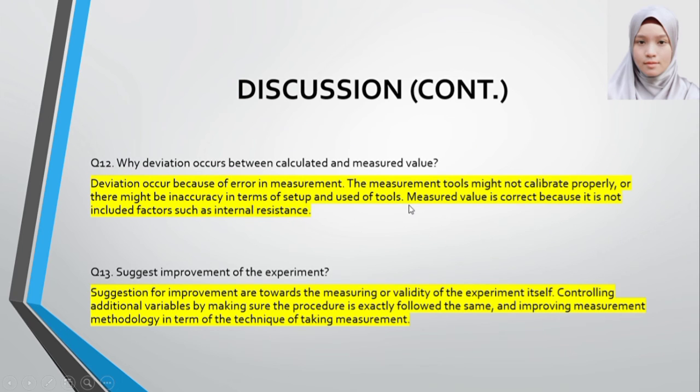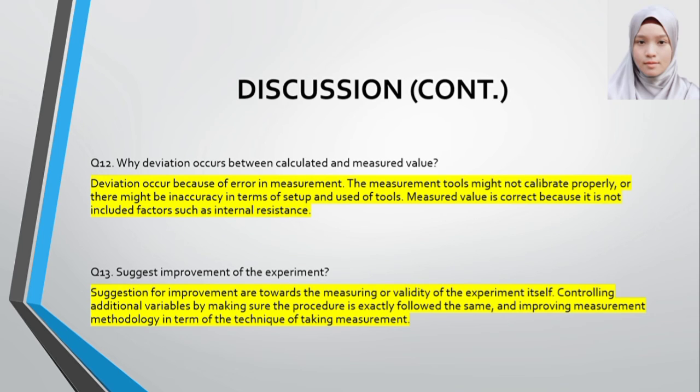So next question asks why deviation occurs between calculated and measured value. So deviation is actually the difference in value between calculated and measured value. So why does this occur? The normal case is that you can say this occurs due to error in measurement. There might be error in terms of uncalibrated tools or the technique that is used. So this leads to the error in measurement value.